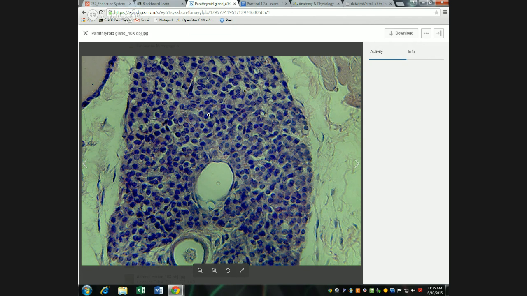So when you see para in a word, don't just assume that it means parathyroid gland, because it might be parafollicular cells of the thyroid gland. Okay.